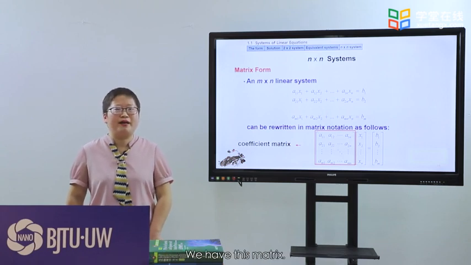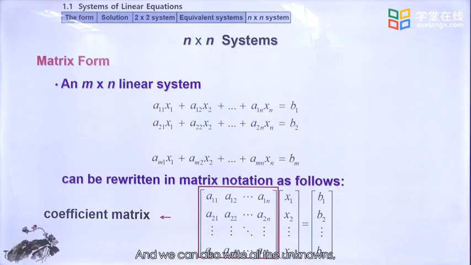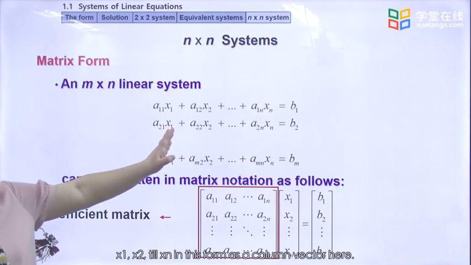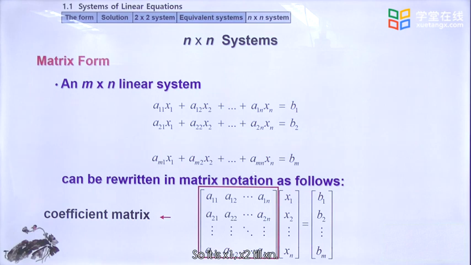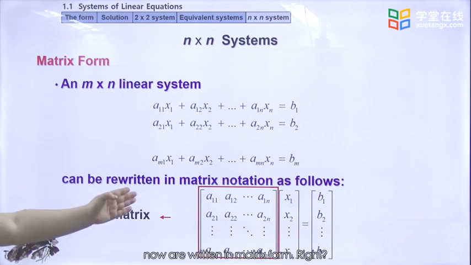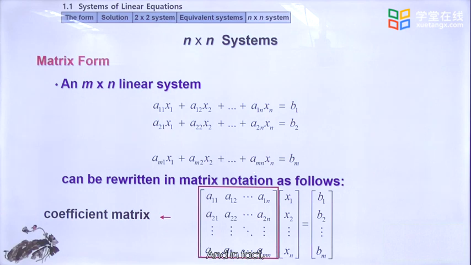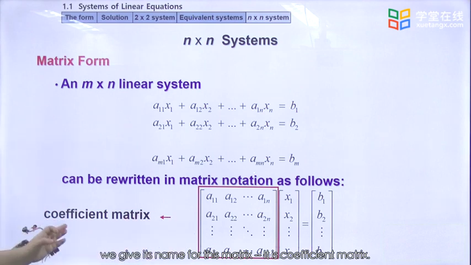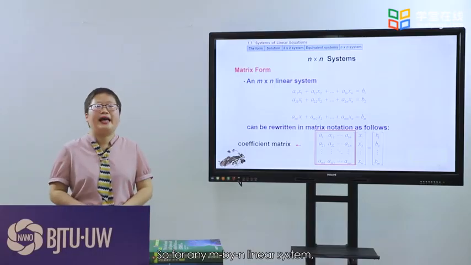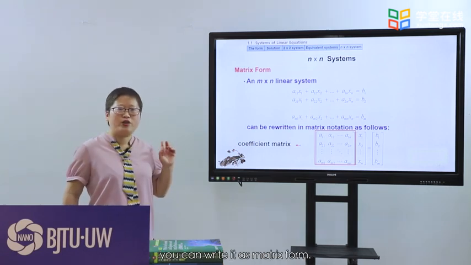We can also write all the unknowns x1, x2 till xn in the form of a column vector. And the right-hand side vector, you just write b1, b2 till bm. So all the given data in the linear system are now written in matrix form. In fact, we give this matrix a name: it is the coefficient matrix. So any n by n linear system, you can write in matrix form.